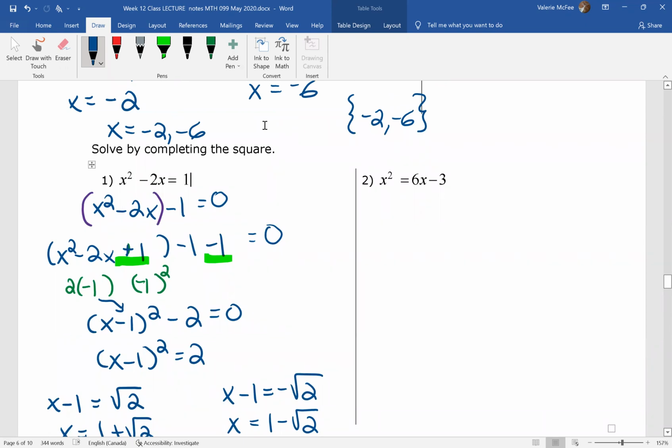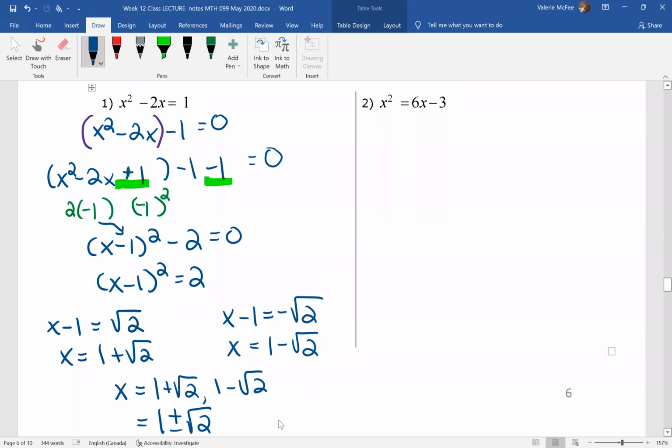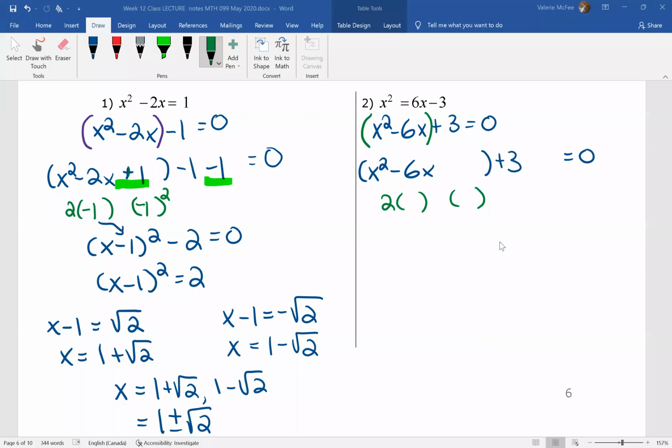Give question 2 a try. Follow the steps that you were given. So you made the equation equal 0. I always like to keep x squared positive. You bracketed the first 2 terms. Now we're going to create a perfect square trinomial inside the brackets.